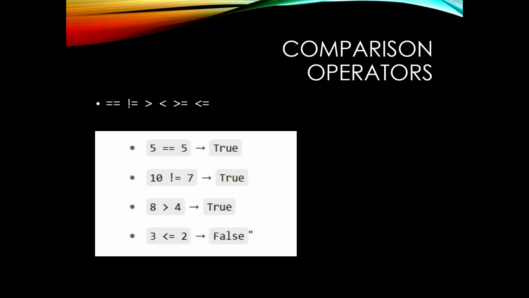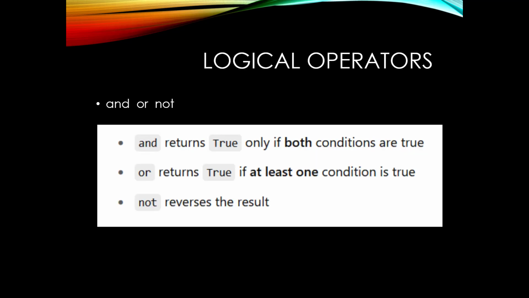Yes, friend. Next, logical operators. Logical operators combine multiple conditions together. We have and, or, not. And returns true only if both conditions are true, or returns true if at least one condition is true. And not, it reverses the result.